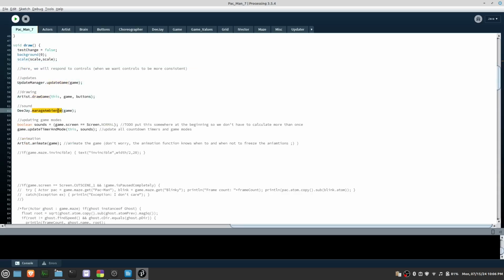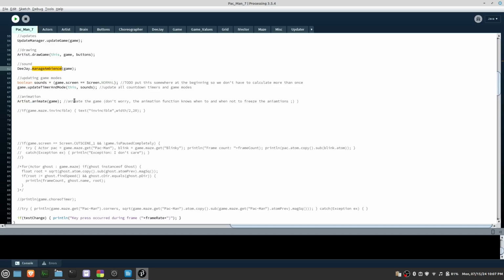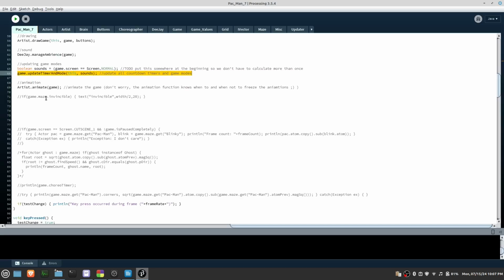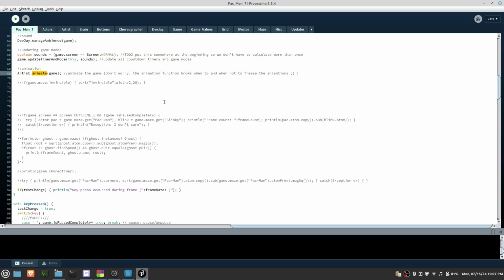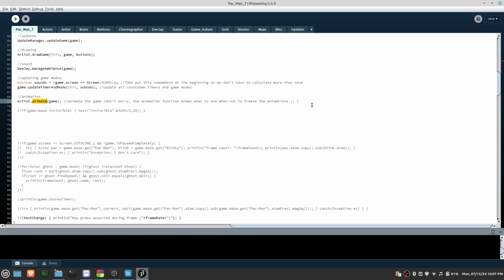Tell the artist to draw the game. Tell the DJ to manage the ambience, because during the game you'll hear like wow wow wow wow or wee wee wee wee, and so this manages the ambient sound that plays in the background. Oh, we need to have sounds turned off during the demo screen, and so this manages that. Then we update the timer and the mode. Update all the countdown timers, and then finally we animate everything on the game. And don't worry, the animation function knows when to and when not to freeze the animations.